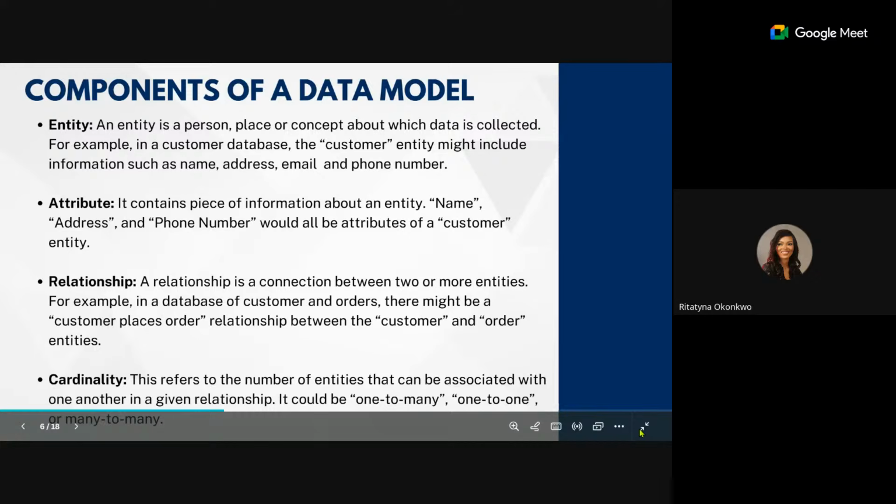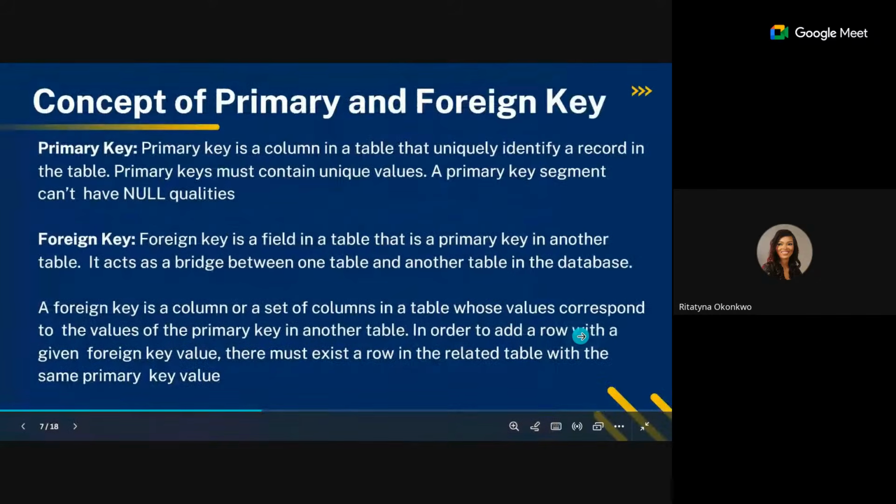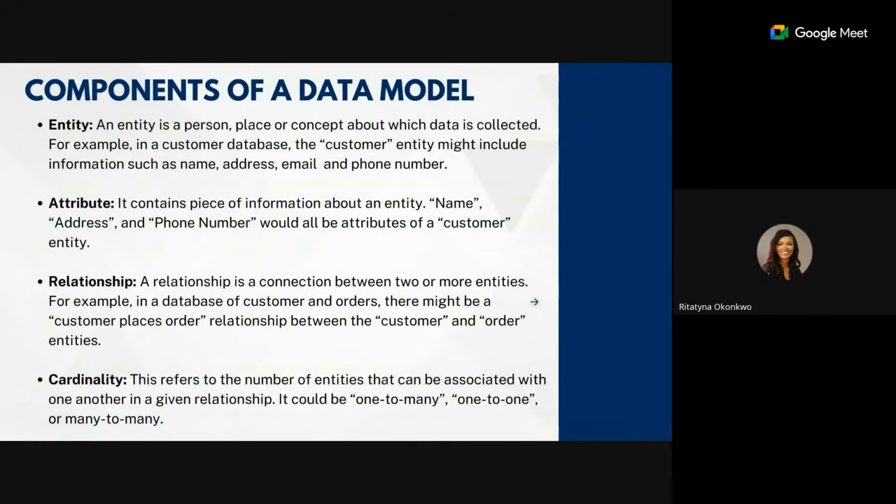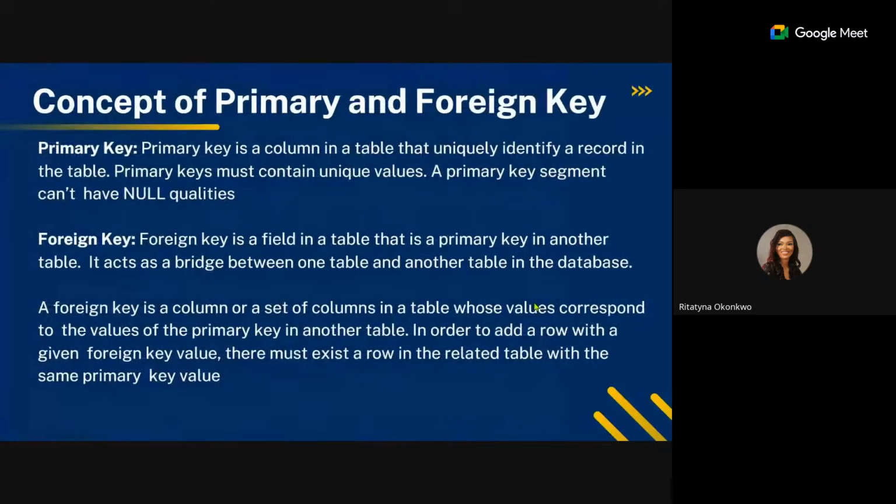There are three different types of cardinality: one-to-many or many-to-one, one-to-one, and many-to-many. Those are the cardinality types that we have, and I already gave an instance of one-to-many. One-to-many is the most popular cardinality type that you would always see. Okay, now let's move on.